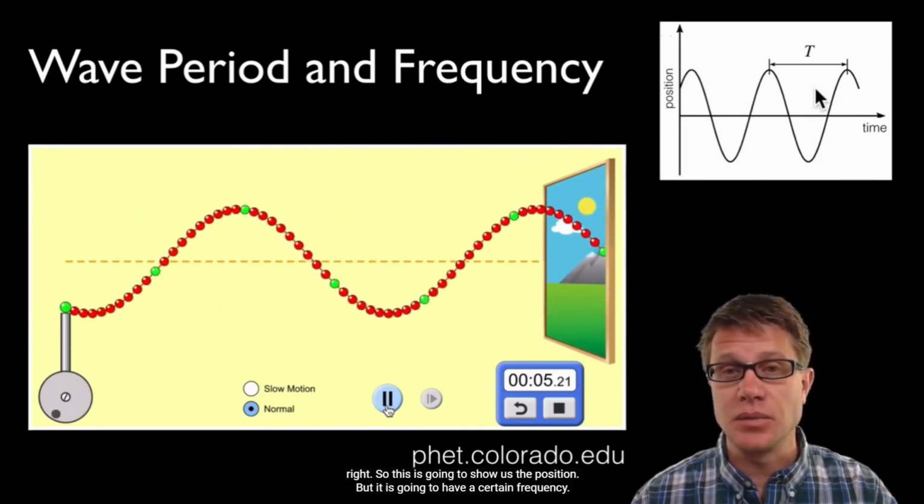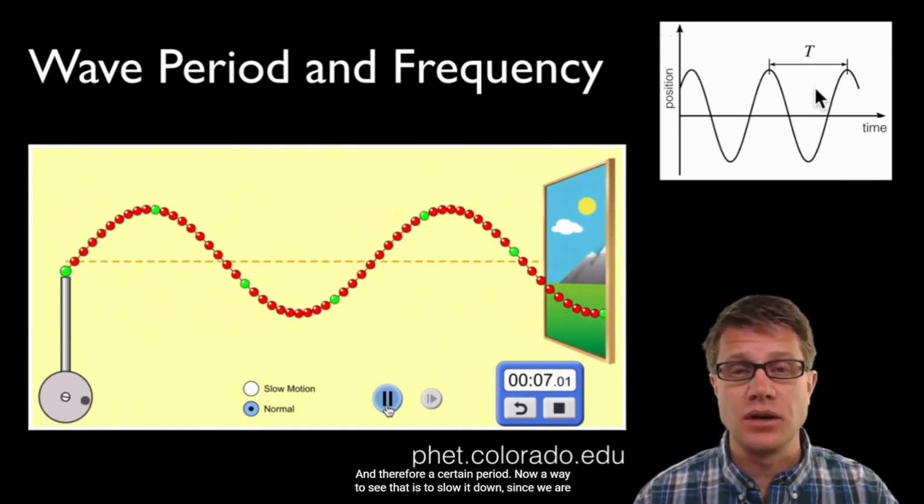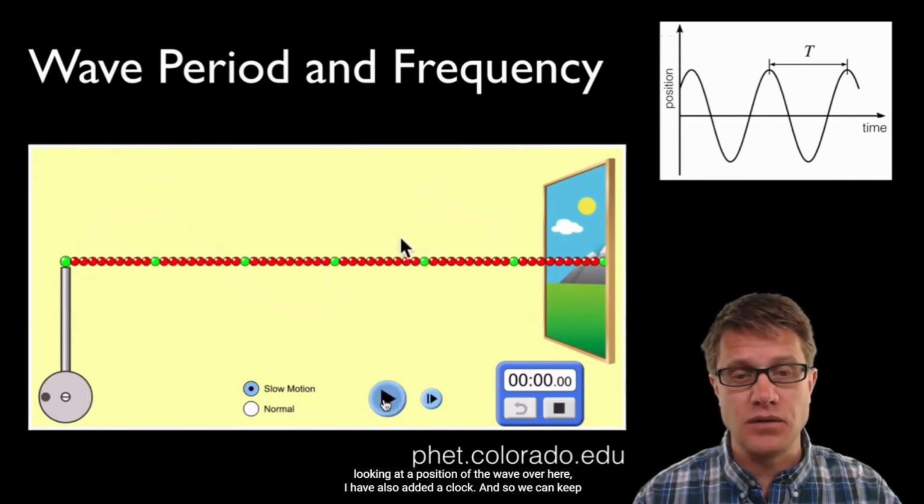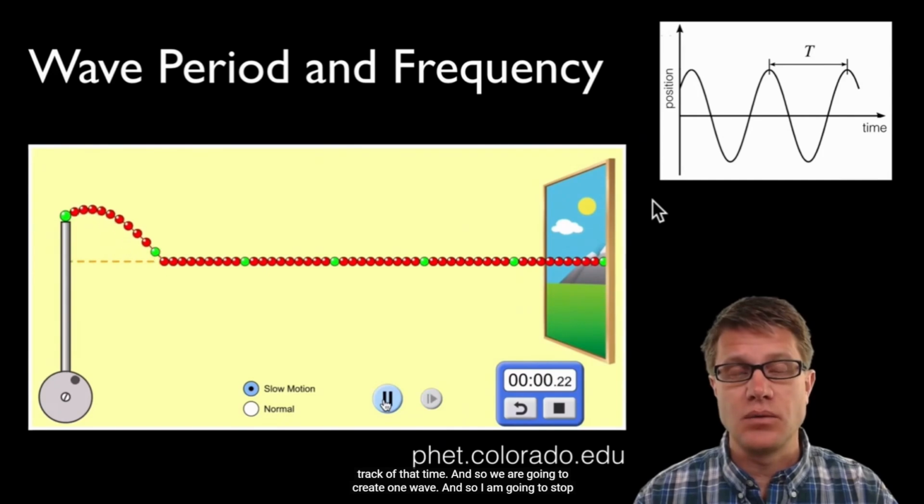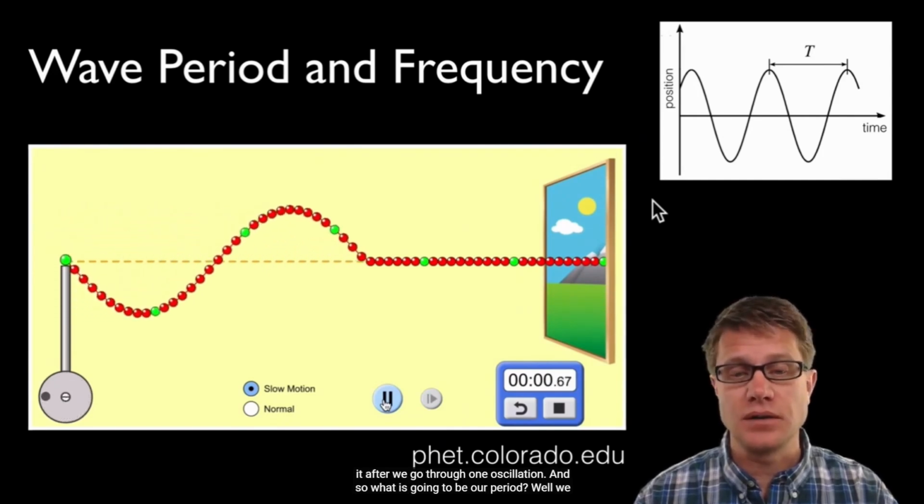And so this is going to show us the position, but it's going to have a certain frequency and therefore a certain period. Now, a way to see that is to slow it down. Since we're looking at a position of the wave over here, I've also added a clock, and so we can keep track of that time. And so we're going to create one wave, and I'm going to stop it after we go through one oscillation.